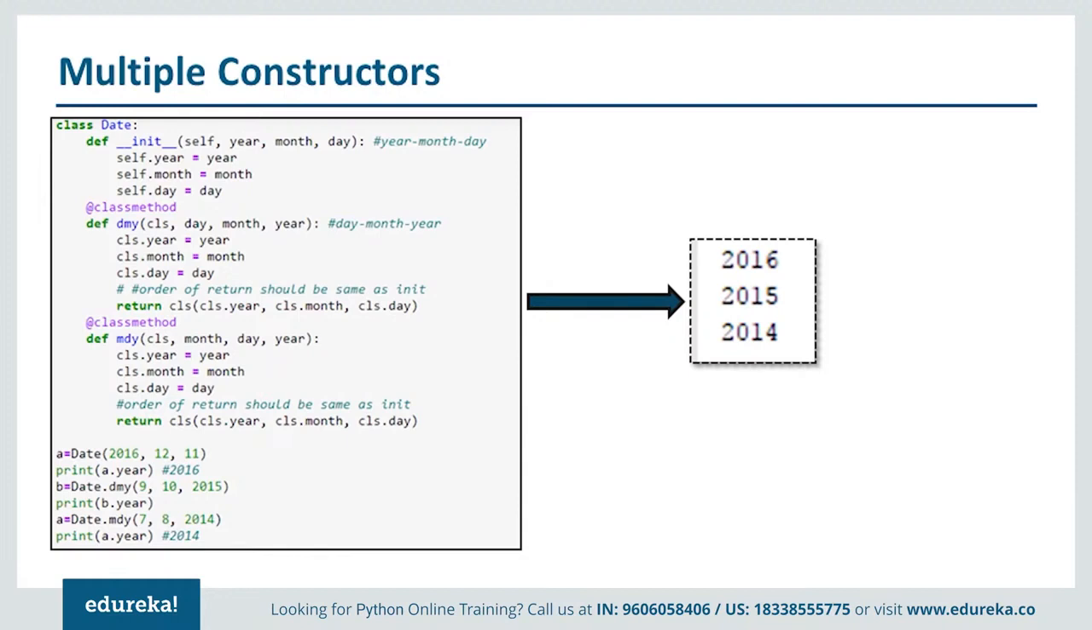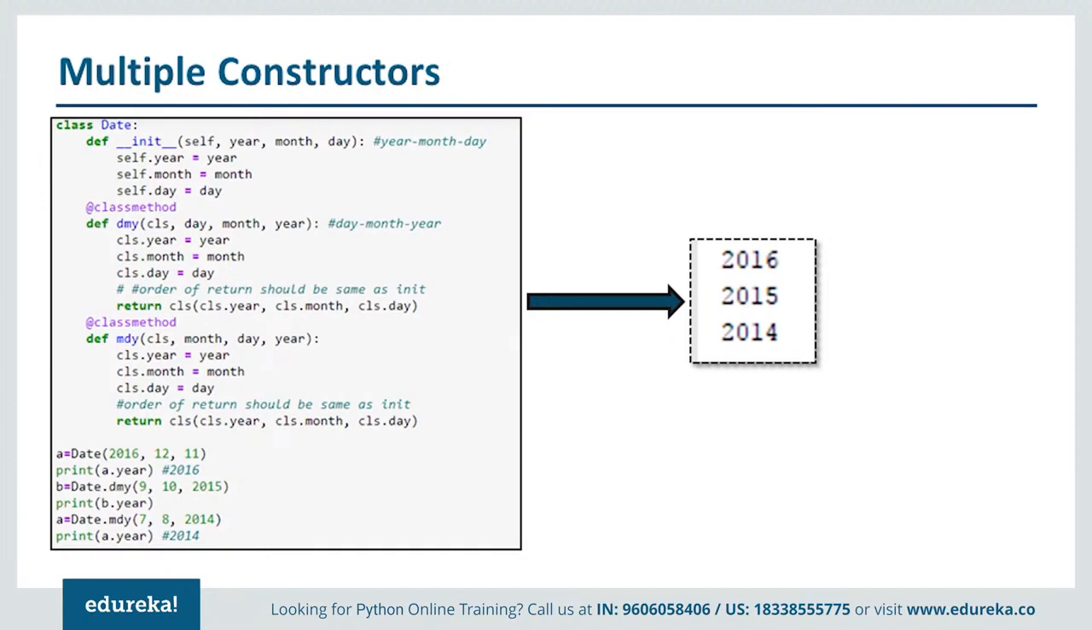Similarly, if we don't want to go for the constructor, we can go for other class methods. In this case I am saying b is equal to Date.dmy, and in there I am giving the value of day as 9. Now you can see that the parameters are different, and the position of the parameters is different here.